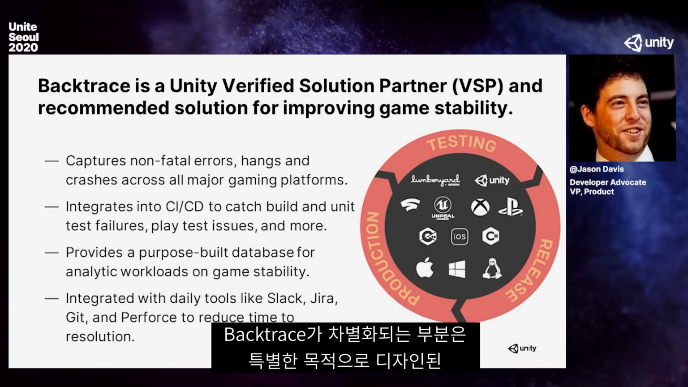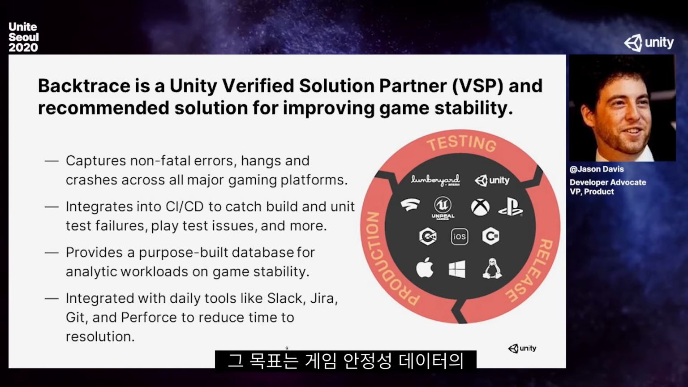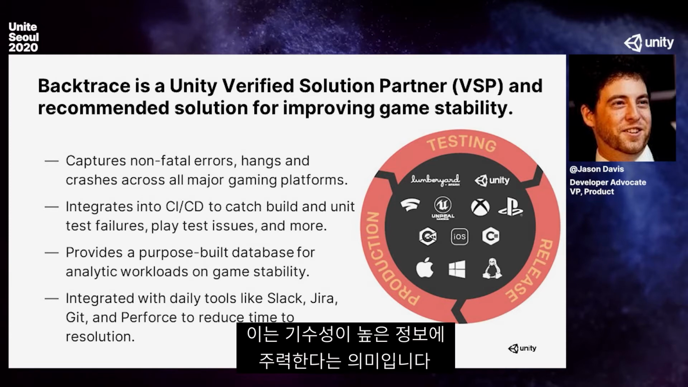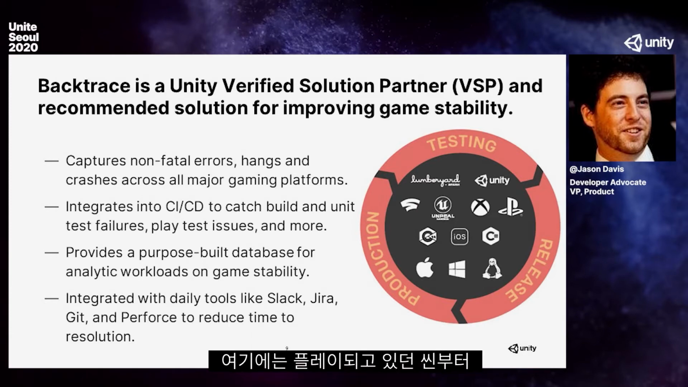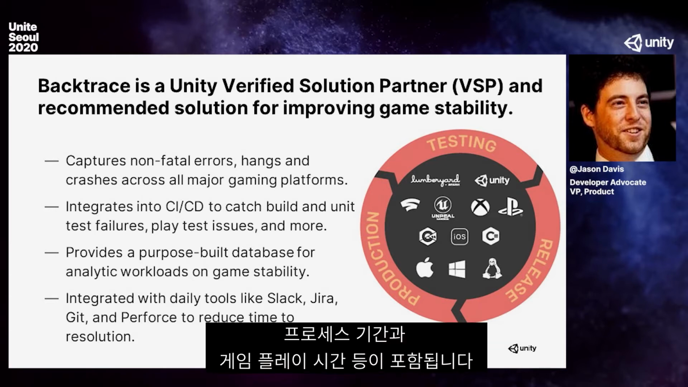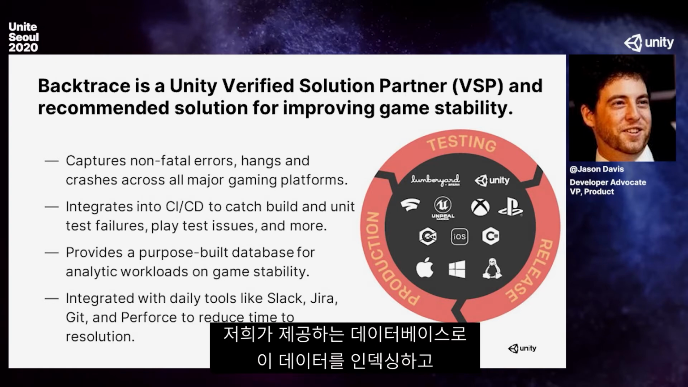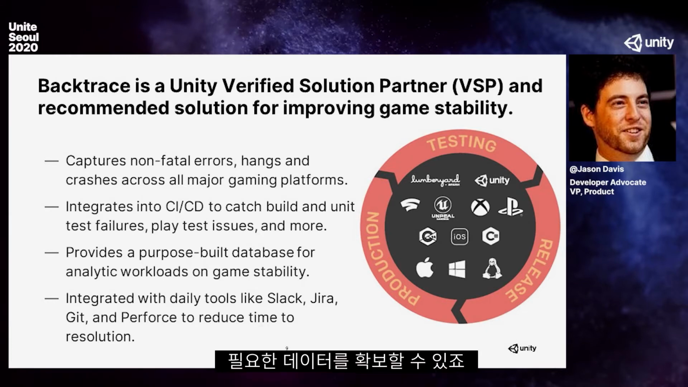What makes us very different is that we've designed and built a purpose-designed database that was created for analytic workloads on game stability data. What that means is it's really focused on high cardinality information. We consume a lot of context when a crash or error occurs. That includes everything from the scene that was being played, to the device drivers that are being used, to the process age, or how long the game has been played. Hundreds of these attributes can be collected. And we provide a database that indexes and allows you to do analytic workloads on this data. This is how we help people prioritize by the dimensions that are most important to them.